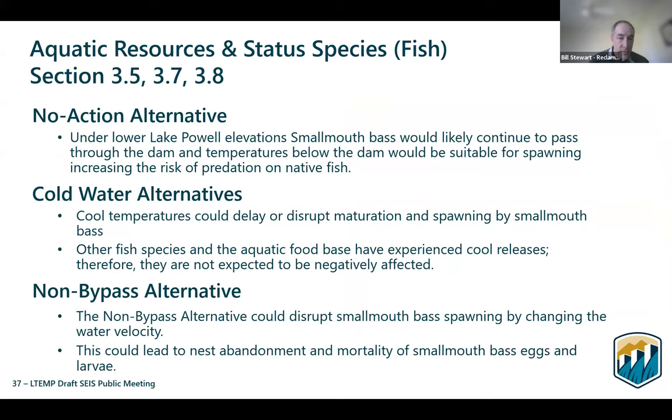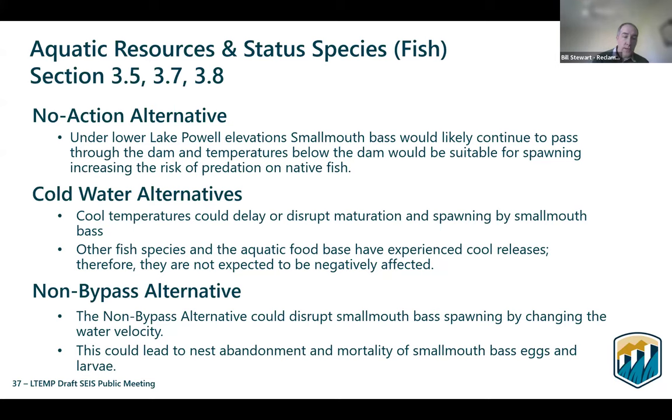Under the aquatic resources, and specifically focusing on fish here, under the no action alternative, under lower Lake Powell elevations, smallmouth bass would likely continue to pass through the dam, and temperatures below the dam would be suitable for spawning, increasing the risk of predation on native fish, including the humpback chub that Kathy talked about earlier.